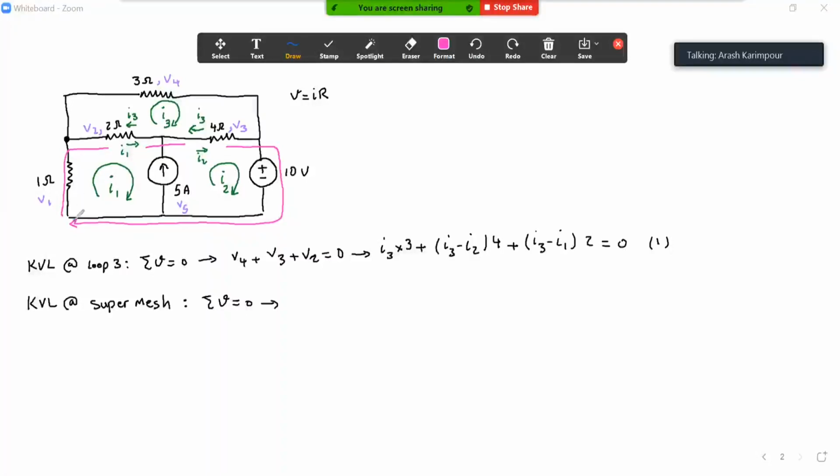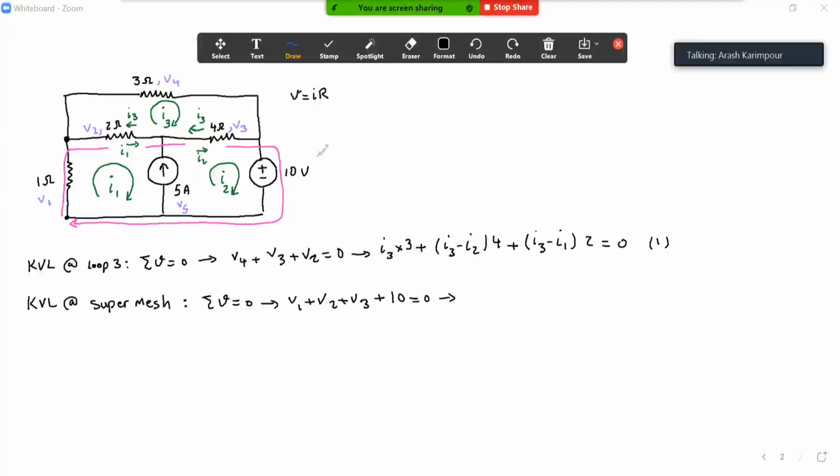If I look at that here, I start from this point at the very corner, and I add all the voltages. So I have V1, then V2, then here I have V3, then I have the battery, so I hit the plus sign first, so it's going to be plus 10, and then I go back to where I start, so it's going to become 0.